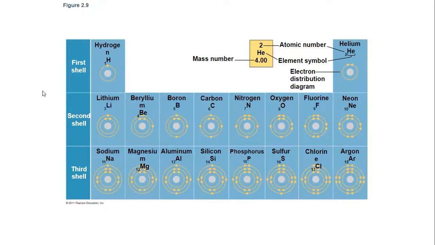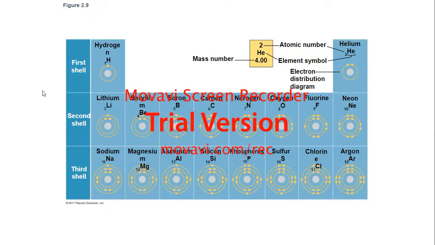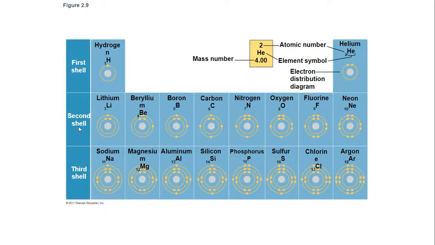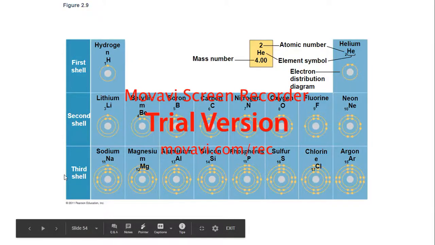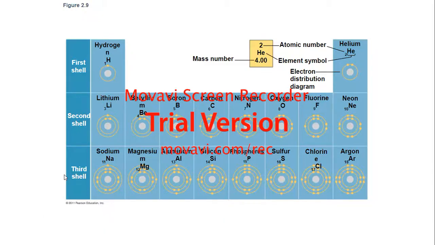And this is just showing you that essentially, the bigger the atom, the more shells it's going to have. So hydrogen is very small. It only has one shell. These atoms with two shells are bigger than hydrogen, and atoms with three shells are even bigger. So the larger the atom gets, the more shells it has, and essentially, the more electrons it has.